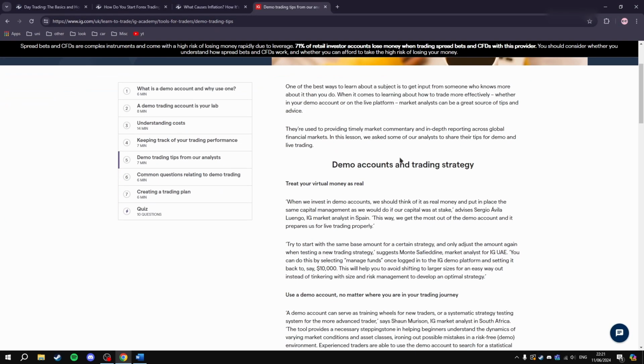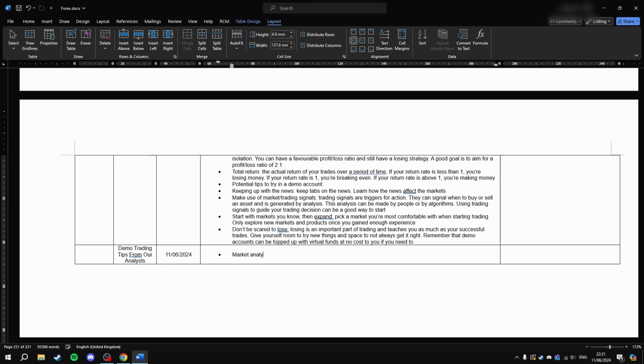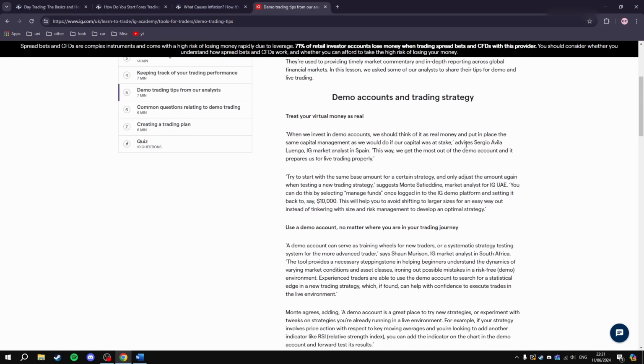One of the best ways to learn about a subject is to get input from someone who knows more about it than you do. When it comes to learning how to trade more effectively, whether in your demo account or on a live platform, market analysts can be a great source of tips and advice. They're used to providing timely market commentary and in-depth reporting across global financial markets. In this session, we asked some of our analysts to share their tips for demo and live trading.